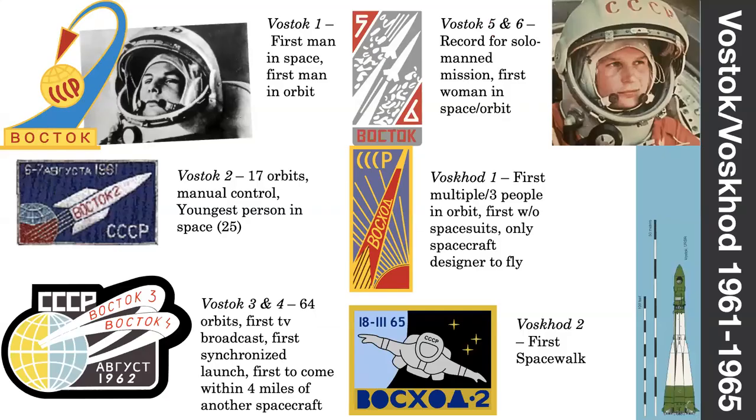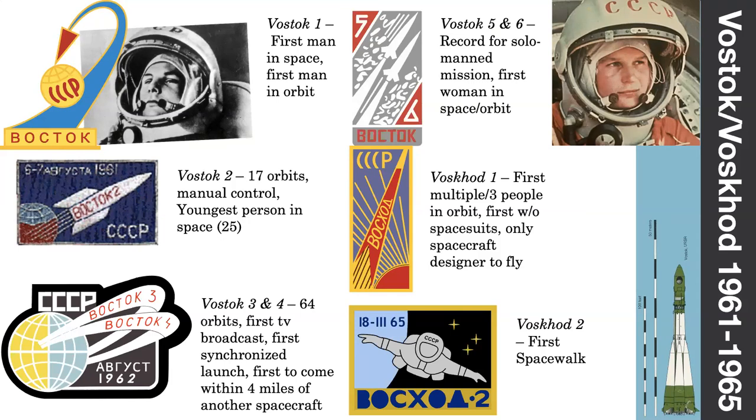Okay, so we talked about Mercury, and we'll get back to Mercury as well. And we talked about Apollo. Now let's talk about the Soviet side. So we've already talked about Yuri Gagarin in Vostok 1 getting to space.